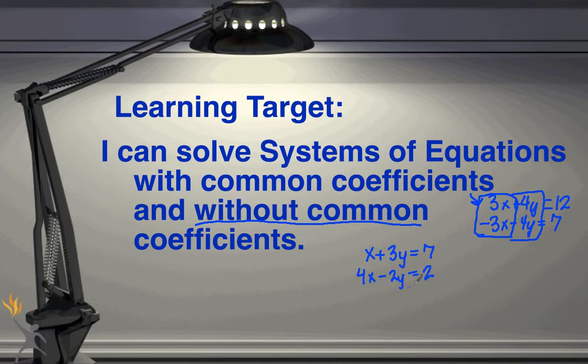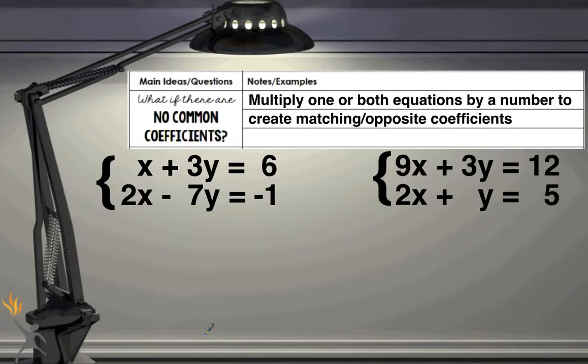Now you can see neither of them have the common coefficients. 2 and 3 are different, 1 and 4 are different. We're going to learn how to solve this type of problem today. Okay, so let's get started. Let's take a look.